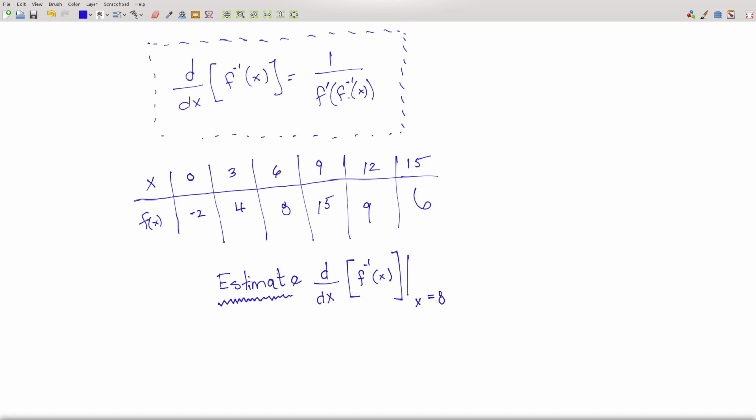Alright, so what are the things we'll need to know? First of all, we'll have to know what is the inverse function of f evaluated at 8, and also we'll have to determine, or at least estimate, a derivative for the original function. Now make sure you are clear. The table is giving me information about f of x, but the question is about the derivative of the inverse function of f of x.